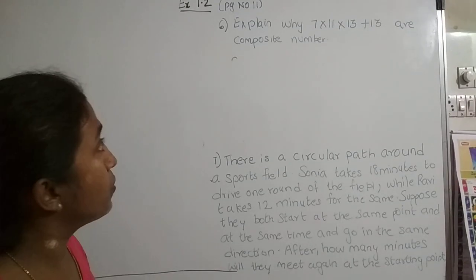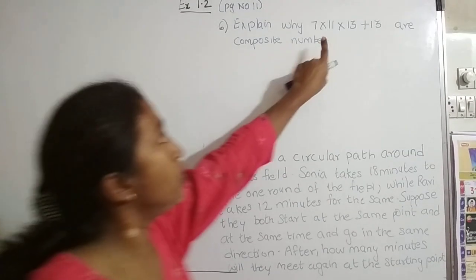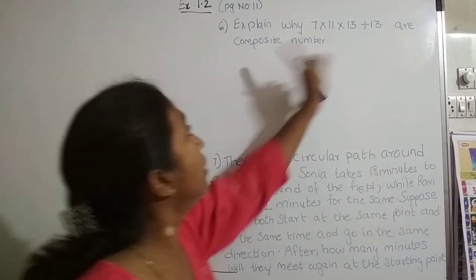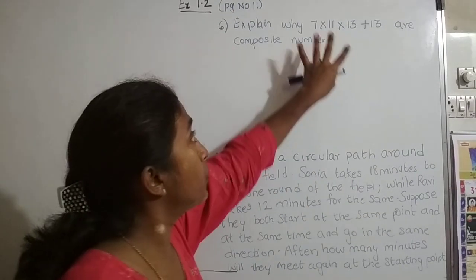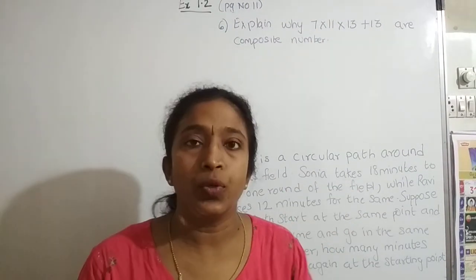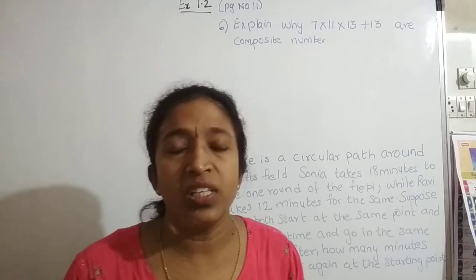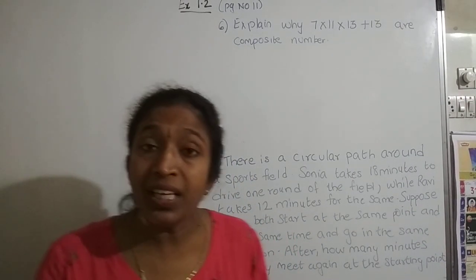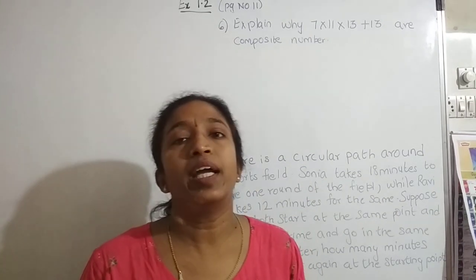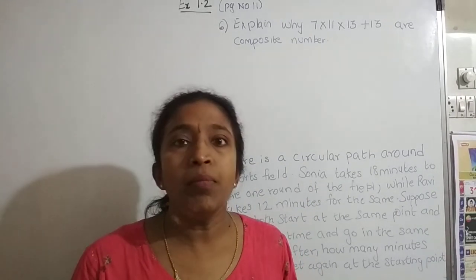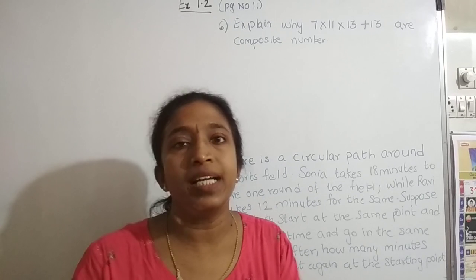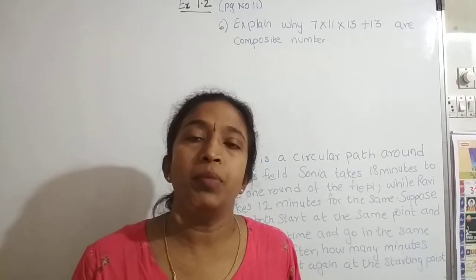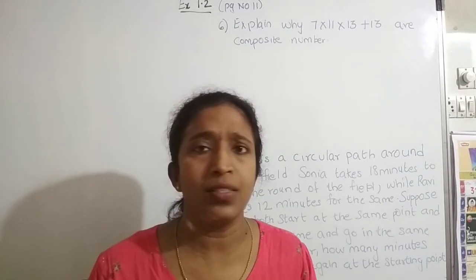Okay, let's go for the next question. Explain why 7 into 11 into 13 plus 13 is a composite number. There are 2 sub-questions: one I will solve, the second one you will do. You have to prove that they are composite numbers, for 2 marks. Whenever you have to prove that a number is composite, it means it has more than 2 factors. A prime number has only 2 factors, 1 and itself. That's all you have to prove.